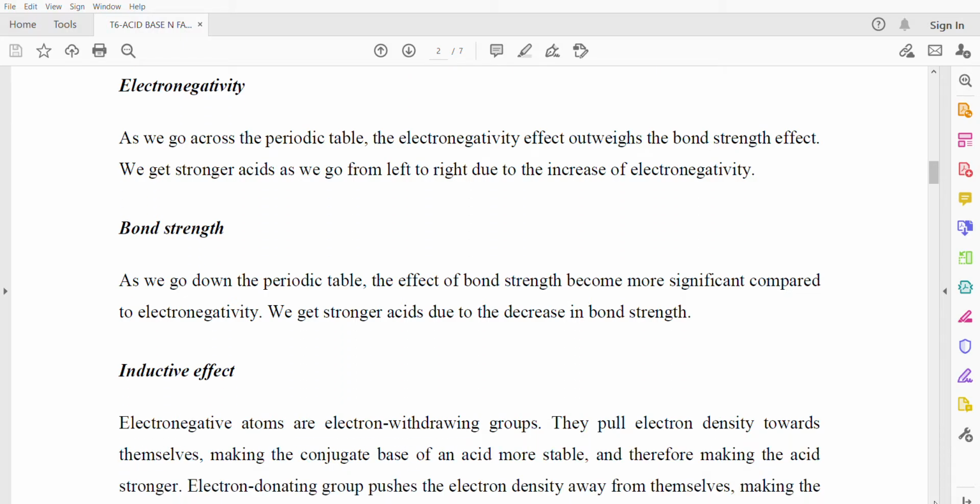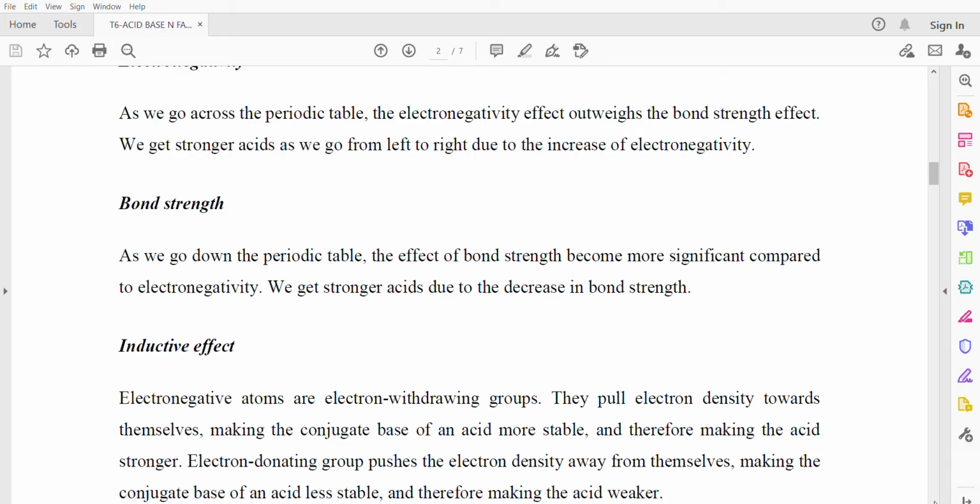as we go down the periodic table, if we take the example of halogens, hydrogen fluoride is not as strong an acid as hydrogen iodide is. Here electronegativity is not playing the main role. Here size is playing a significant role. As we go down the periodic table, the effect of bond strength becomes more significant as compared to electronegativity.